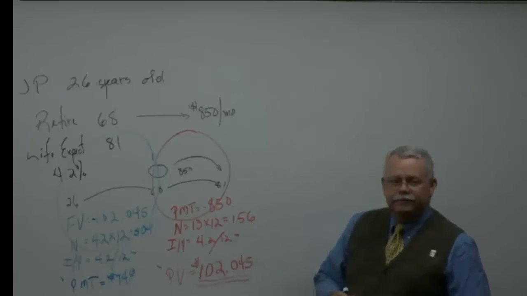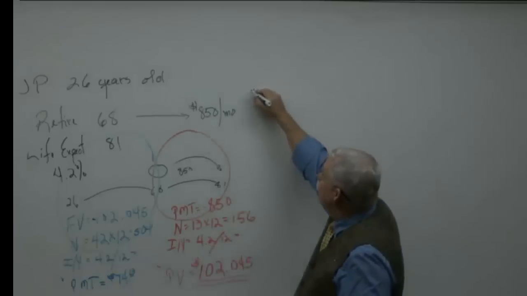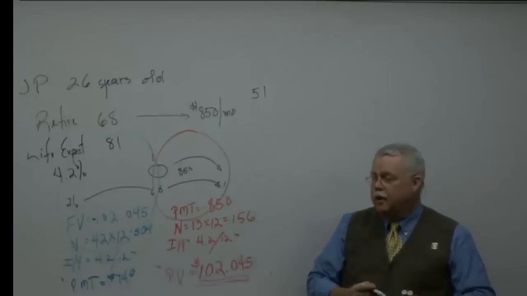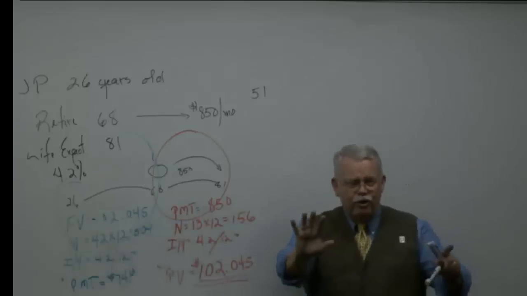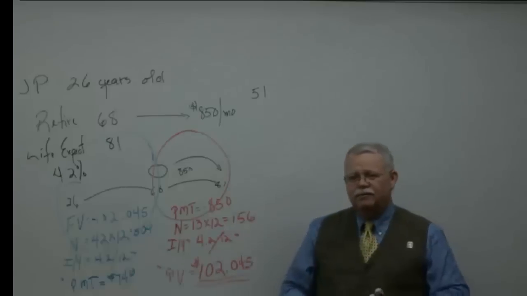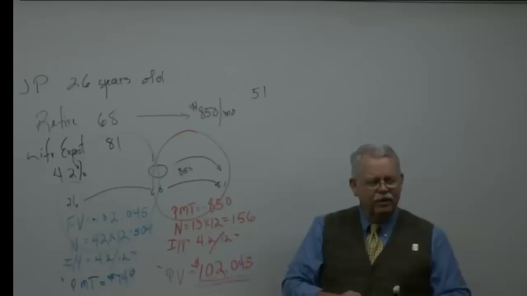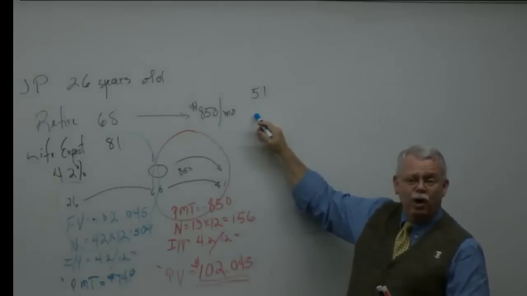JP waited, imagine that, until he was 51 years old. Interest rates stayed the same. I don't want you to do this now, but imagine if I asked you, what would his payment have to be now? You want to do that for a quick exercise? He waited till he was 51 to start. He didn't start saving until 51.